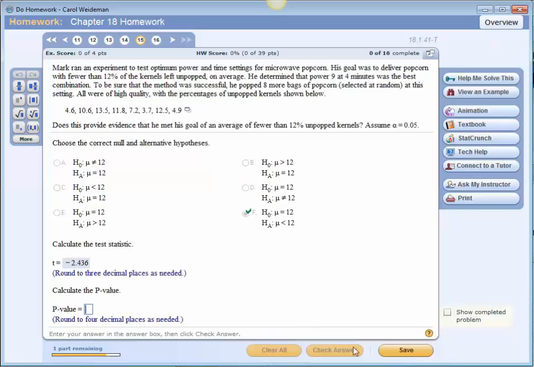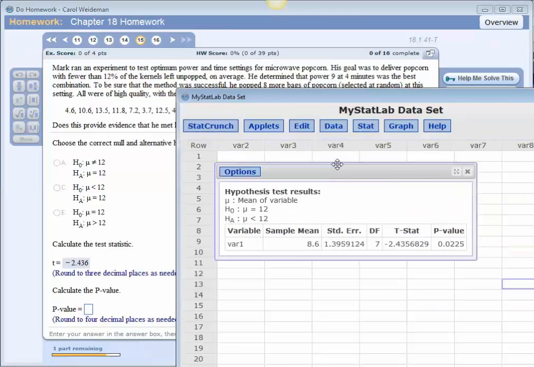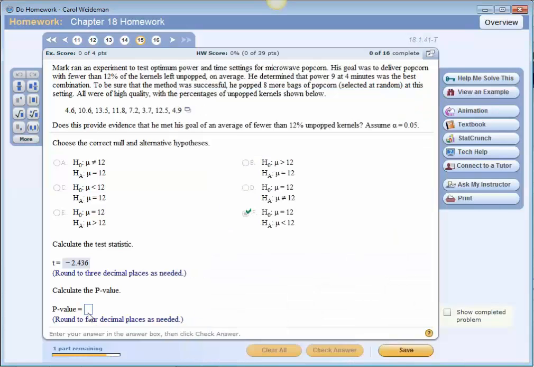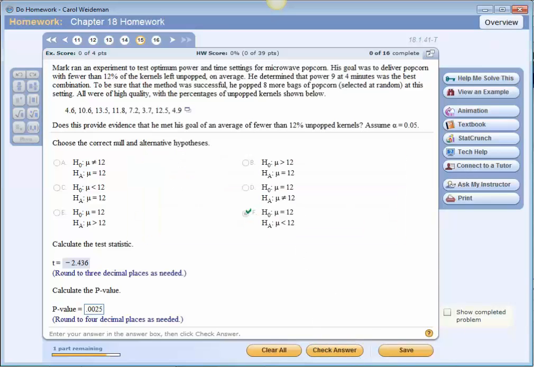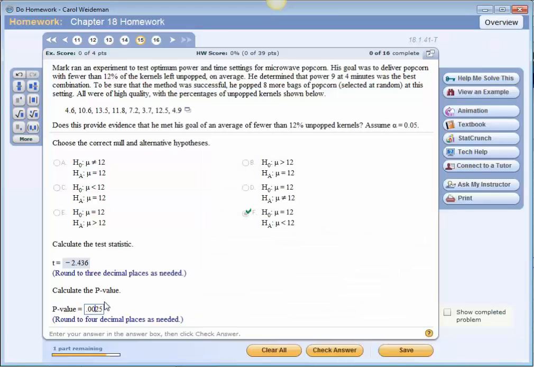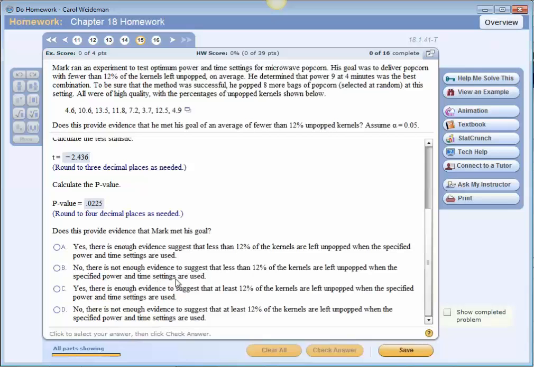And then they want the p-value, and again, the output right here from StatCrunch has the p-value right here, and they want 4 decimals, so 0.0225. Oh, I must have copied it wrong. Left off a 2. There we go. Okay, and then the last part of the question is an interpretation question.